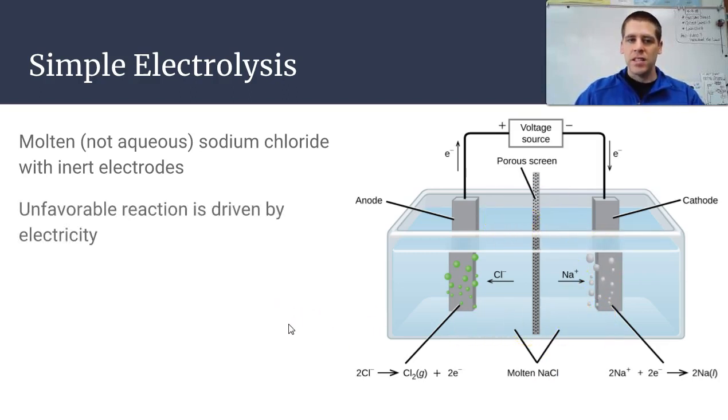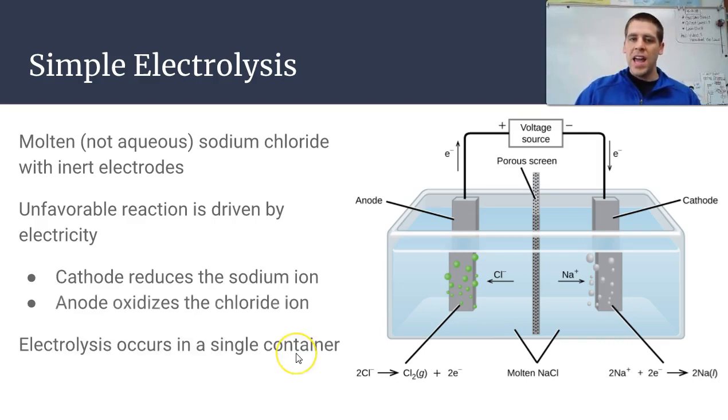So in electrolysis, it's an unfavorable reaction, right? Sodium chloride never automatically splits into pure sodium and pure chlorine gas. Both of them are quite reactive, and so they are much lower in potential energy when they're together. But we can force them apart with electricity. Just like in a galvanic cell, the cathode does reduction and the anode does oxidation. This is also always happening in a single container. You don't need to have it in two separate containers.